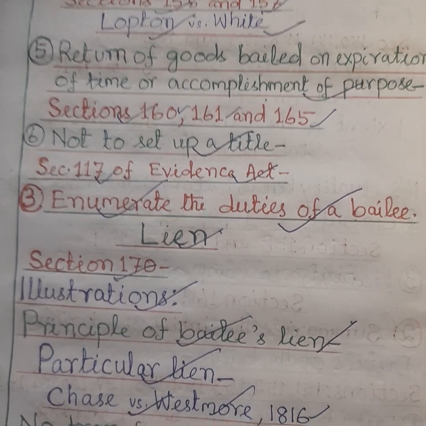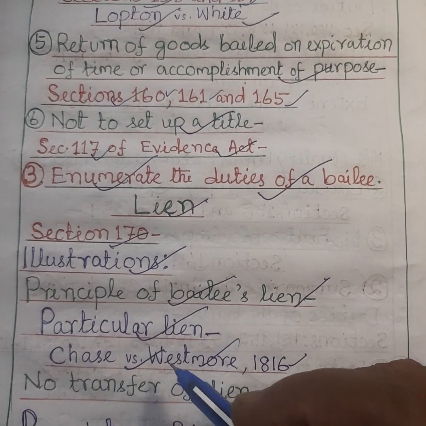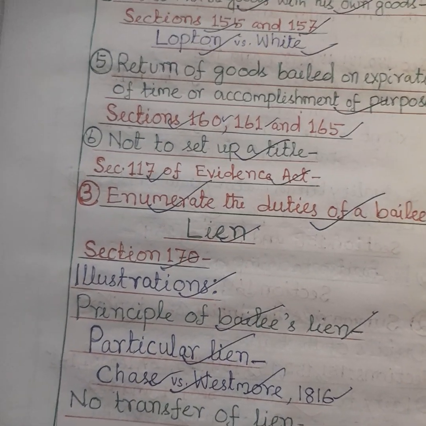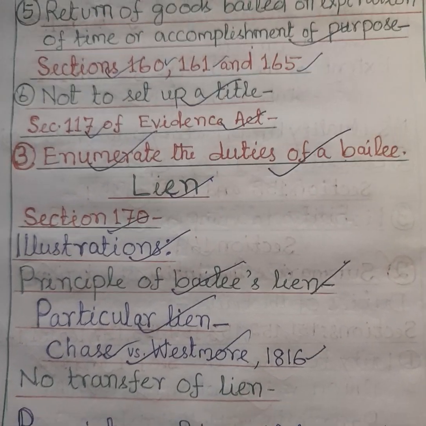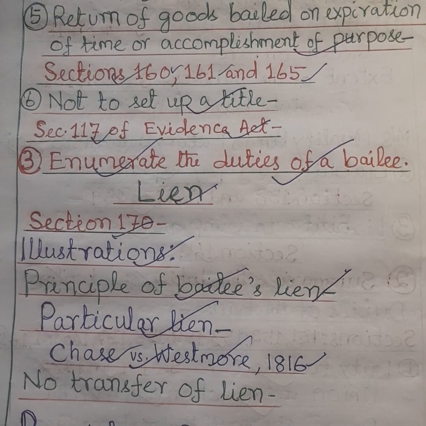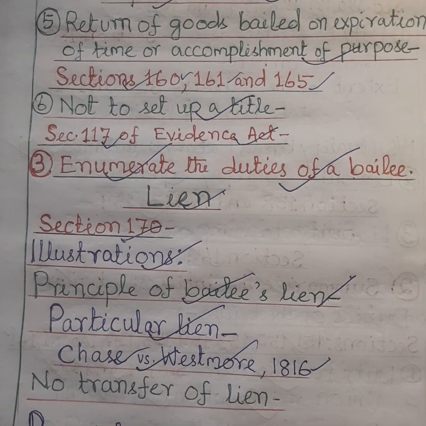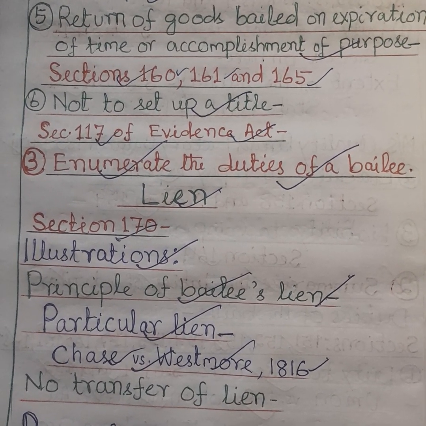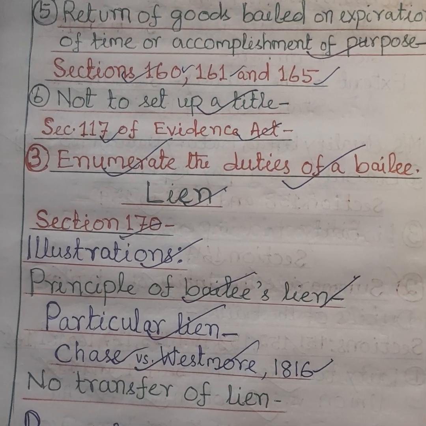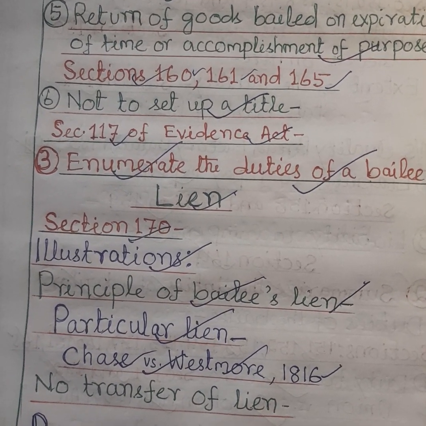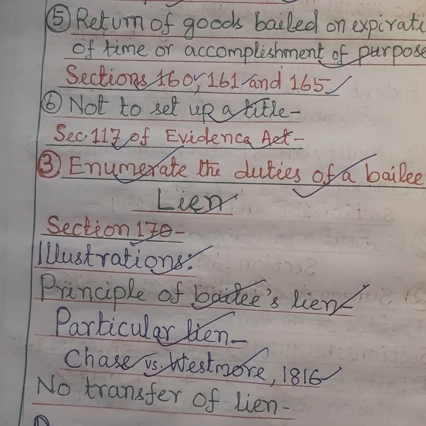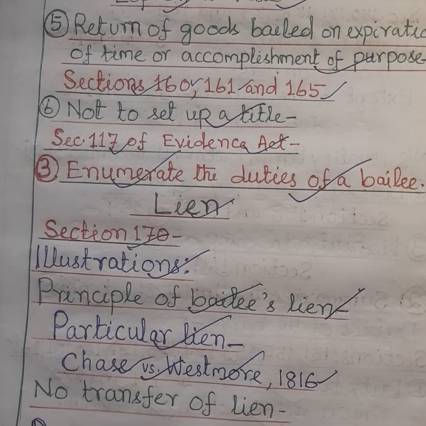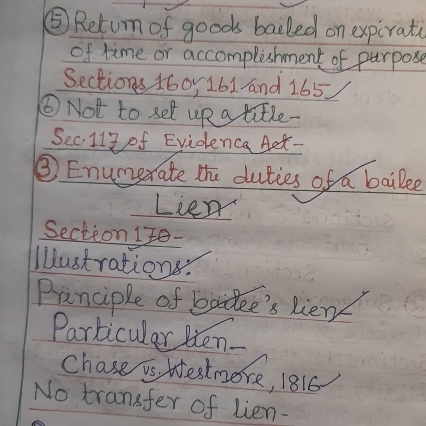And regarding that, we'll discuss the judgment in relation to the leading case Chase versus Westmore in 1816. It was held that where a person does work on goods delivered to him under one entire contract, the fact that the deliveries are at different times does not affect his right to a lien on all goods dealt with under that contract.